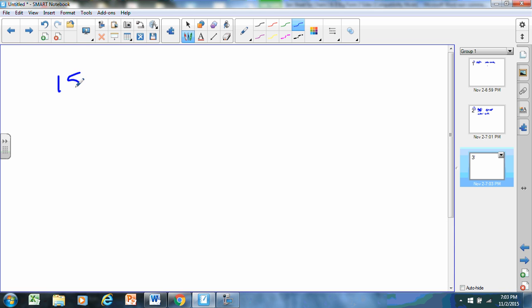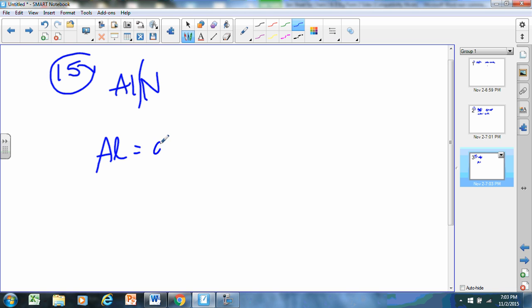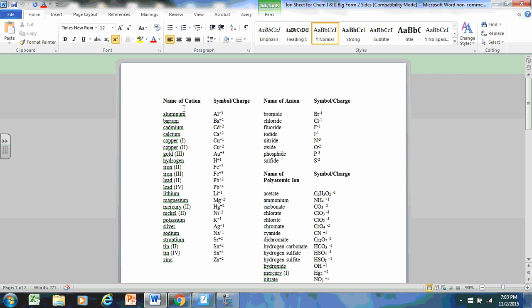15 is easy. Why? Because it's Al, N, and so Al is aluminum. And then N is nitrogen, but it has a name change. It's nitride, and so that's aluminum nitride. And the reason we don't need a Roman numeral is aluminum doesn't have a Roman numeral here. Aluminum is always +3. Nitride is always -3. +3, -3.